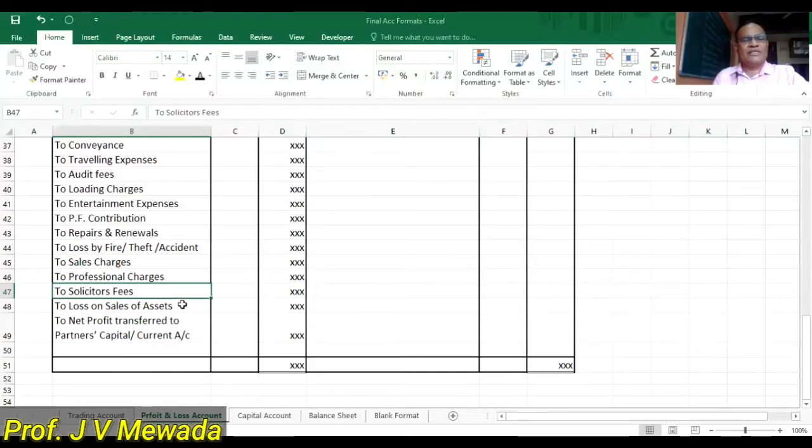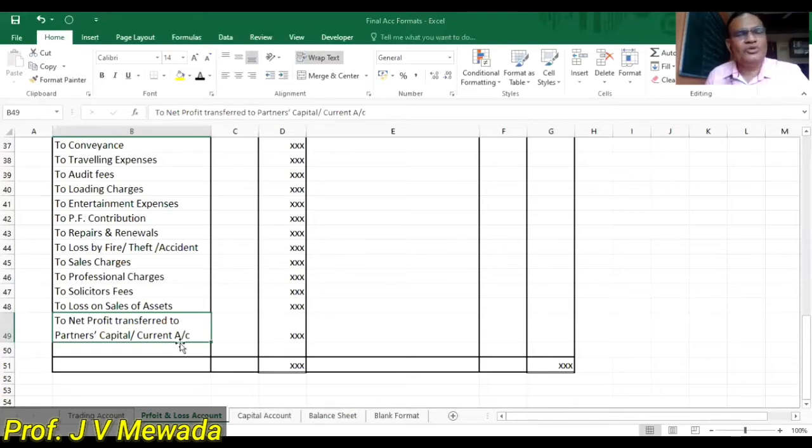Loss on sale of asset, that is whenever we are selling some assets, if losses are incurred, those losses are to be recorded on the debit side of the profit and loss account. And then ultimately the difference on the debit side is known as net profit, which we are transferring to partners' capital or current account in the profit sharing ratio. So we may say net profit transferred to A's capital and B's capital, like that.